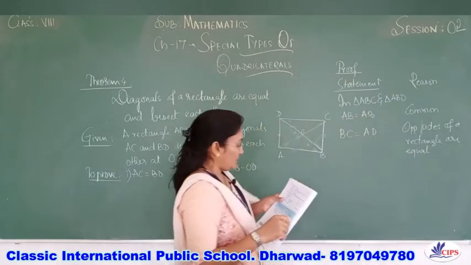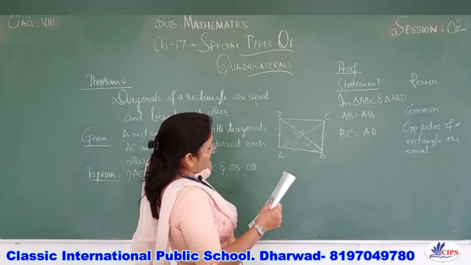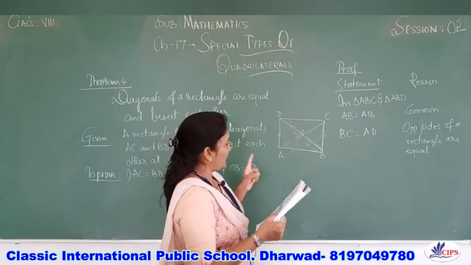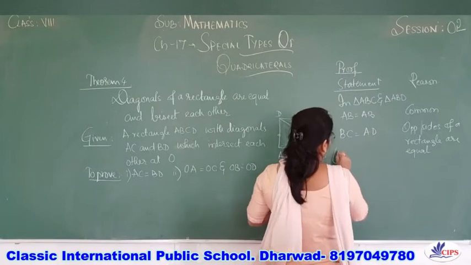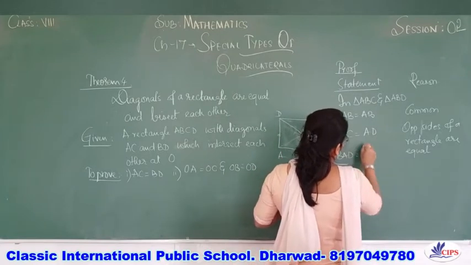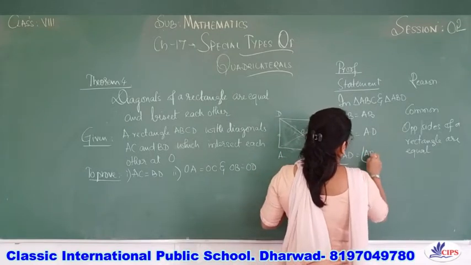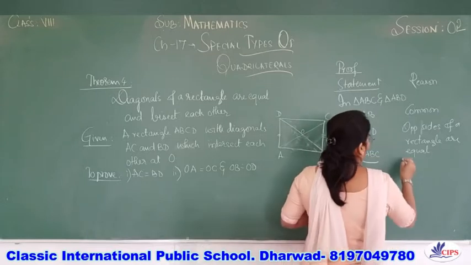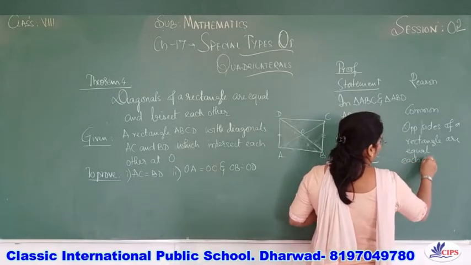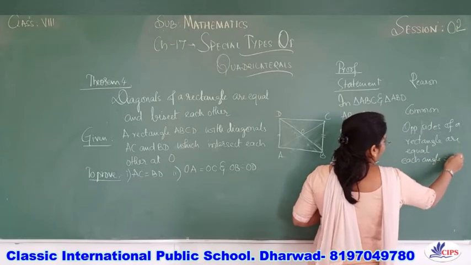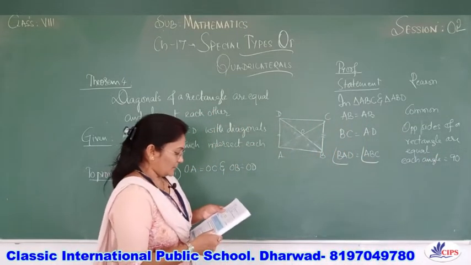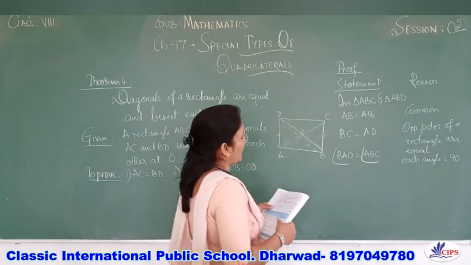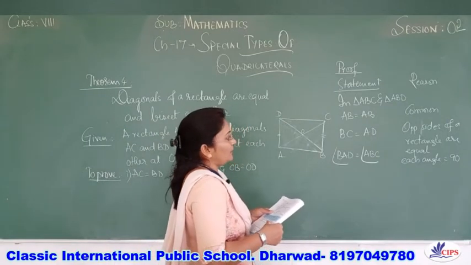Next, angle BAD will be equal to angle ABC, because each angle is equal to 90 degrees. So they are equal to each other. Therefore triangle ABC is congruent to triangle ABD.